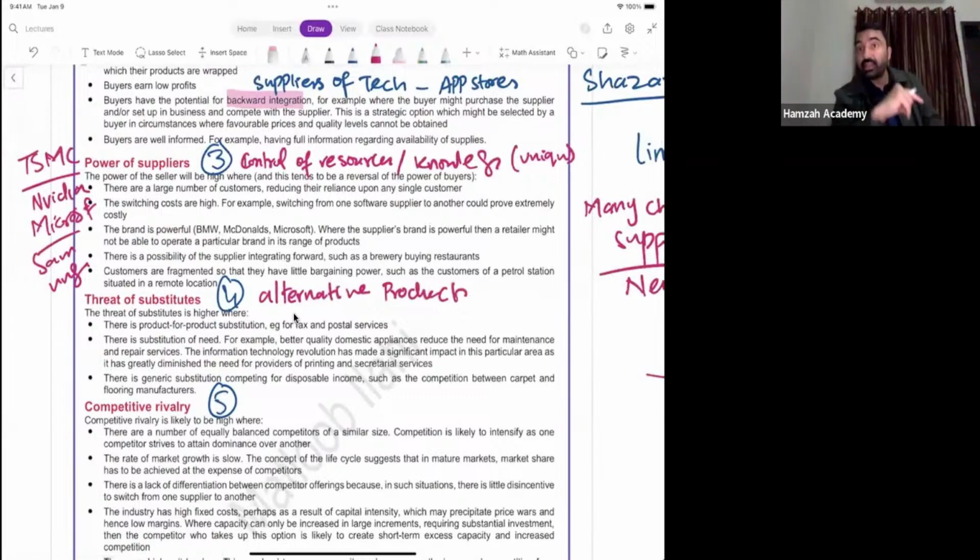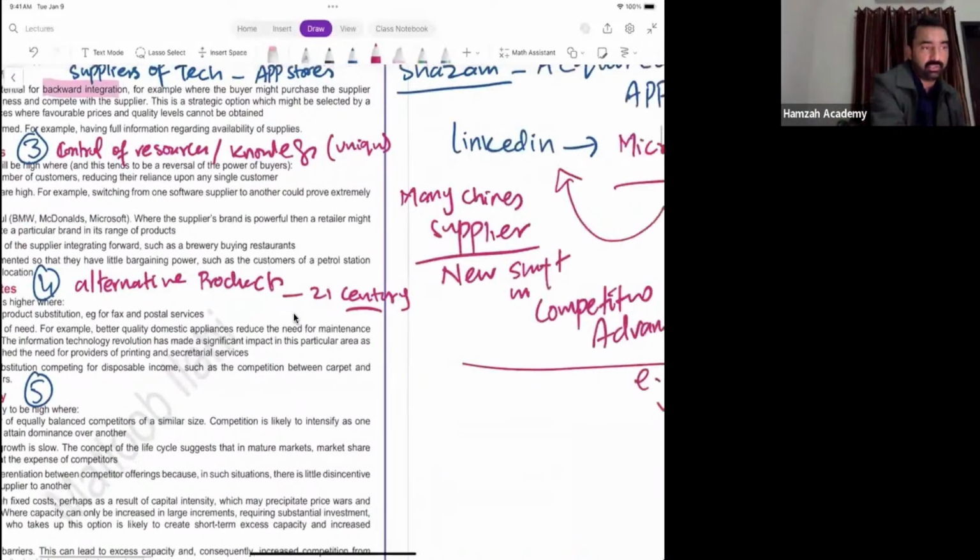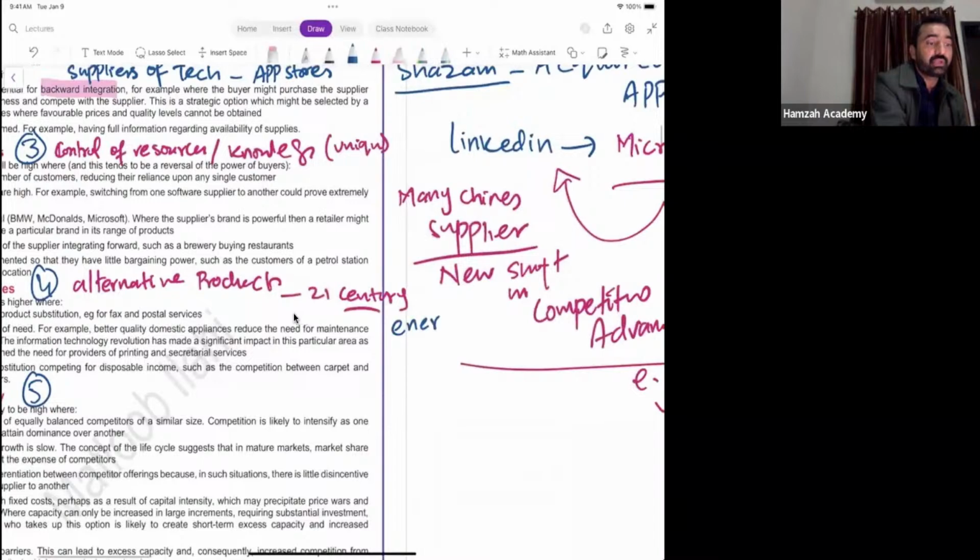Interestingly, in the last century, this threat was not very significant, but in the 21st century, we have seen a big shift in alternative products and alternative business models. In any industry, you can see that new materials, new products, new processes are developing. So this is another very interesting shift in strategy, that alternative models and businesses and products are emerging. For example, you can talk about the energy sector, how the energy landscape has changed.